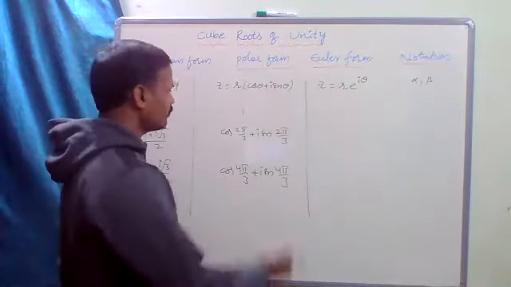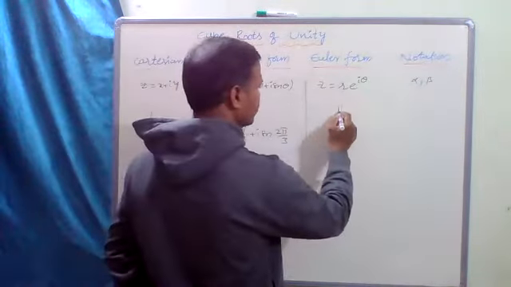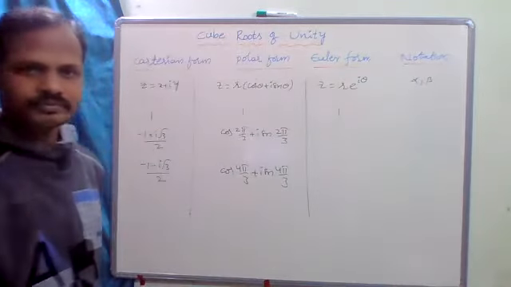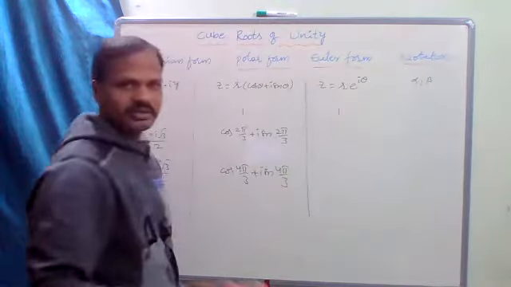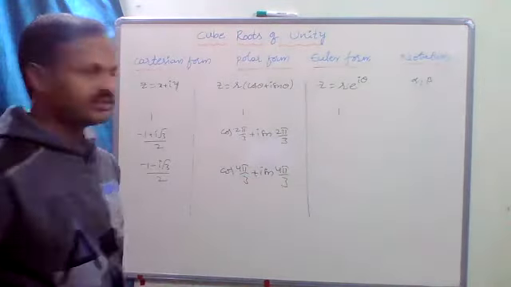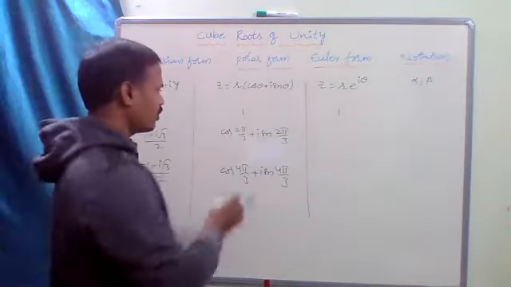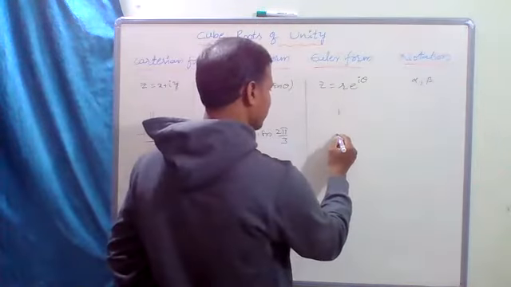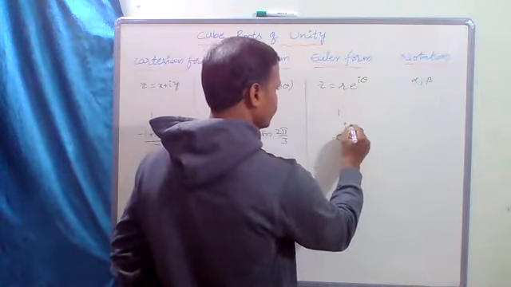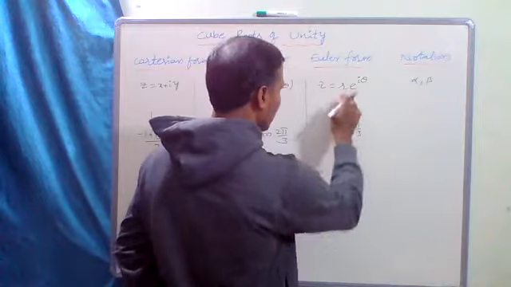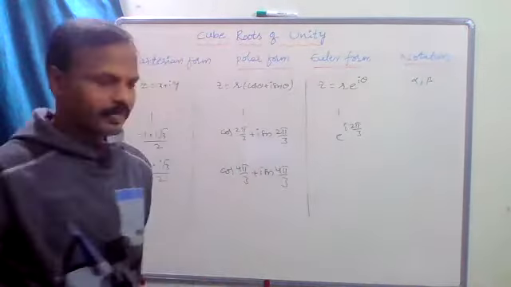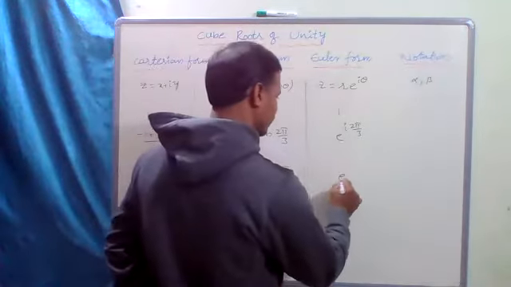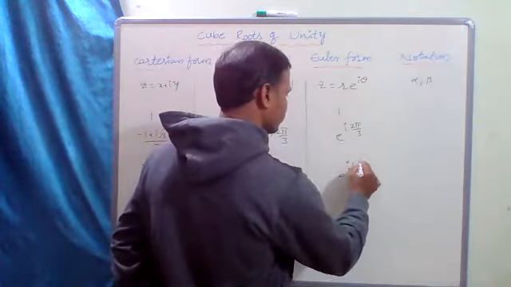In Euler form, 1 can be written as 1 into e power i0. E power i0 is again 1, so 1 itself. Now here, e power i 2 pi by 3, since r is 1. Now this is e power i 4 pi by 3.